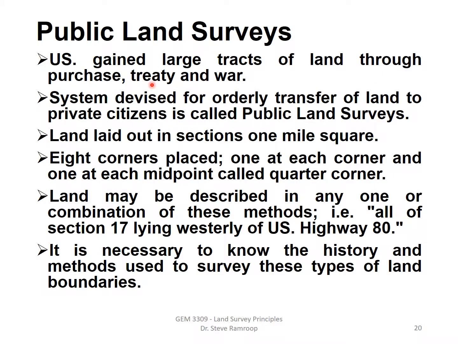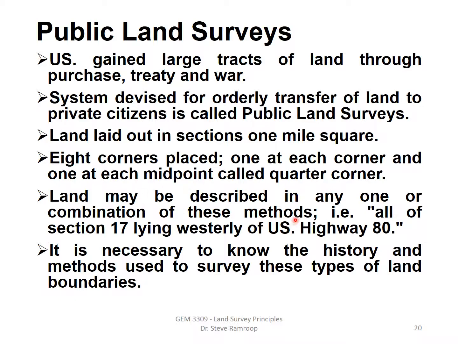A few words about the public land surveys. The U.S. gained large tracts of land through purchase, treaty, and during the wartime period. Systems were devised for the orderly transfer of land to private citizens by the public land surveys. Land was laid out in sections 1 mile square, which we talked about in previous chapters. Eight corners were placed, one at each corner and one at the midpoint. Call it your quarter corner if it's along the true line, not along the random line.